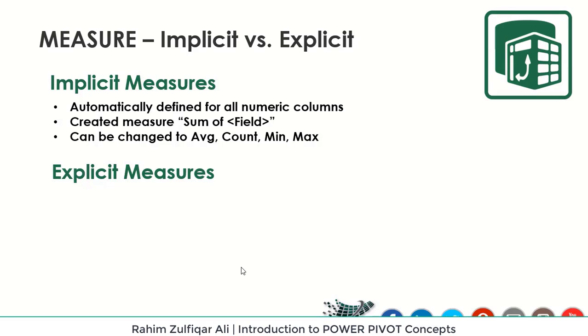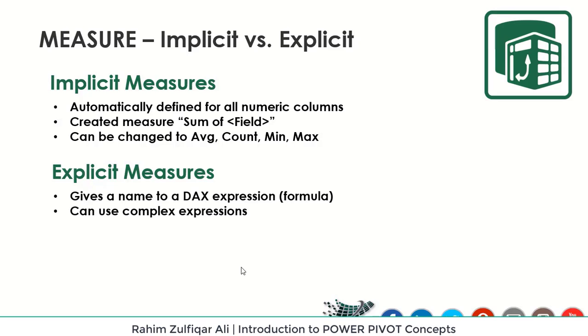Now why explicit measure? Because the user is writing that particular logic in order to drag into the Power Pivot. So whenever a user writes their own logic, it's definitely called a measure, but it will be an explicit measure. So now we can say that all the DAX which a user writes in the Power Pivot window is known as explicit measures. Okay, so it gives a name to a DAX expression or formula. We have to first define a name for that explicit measure, and then we write the formula.